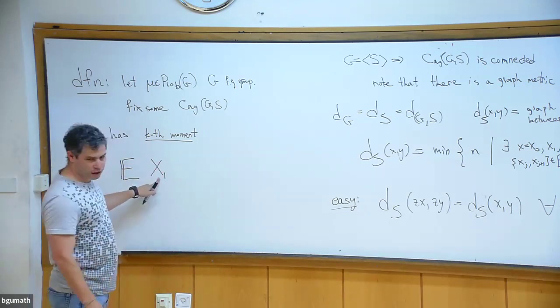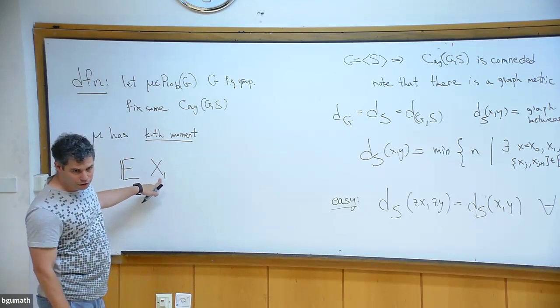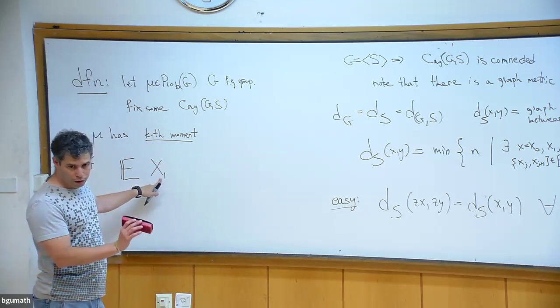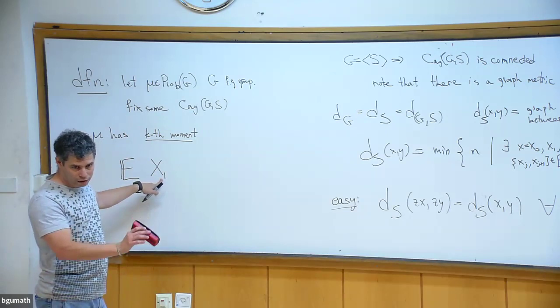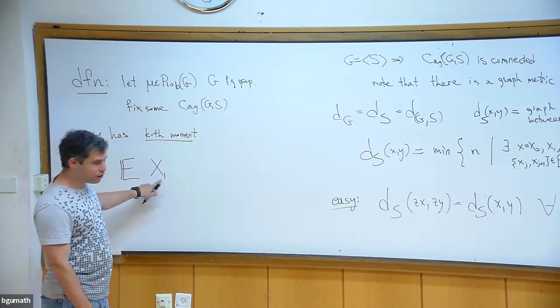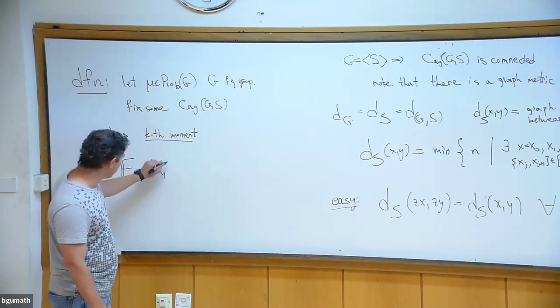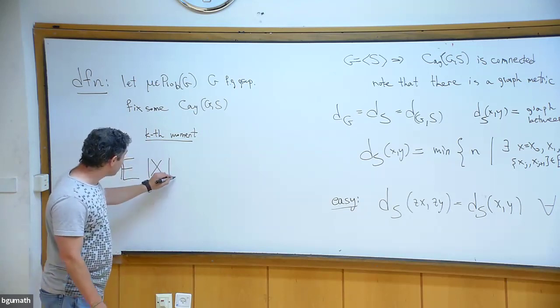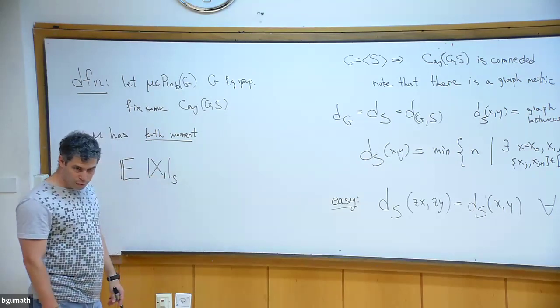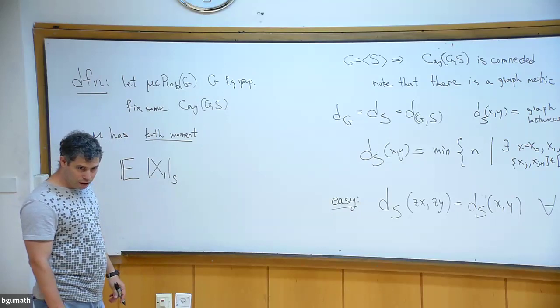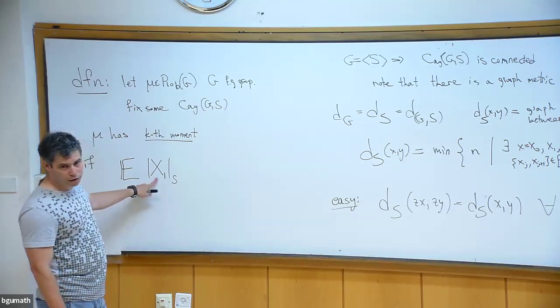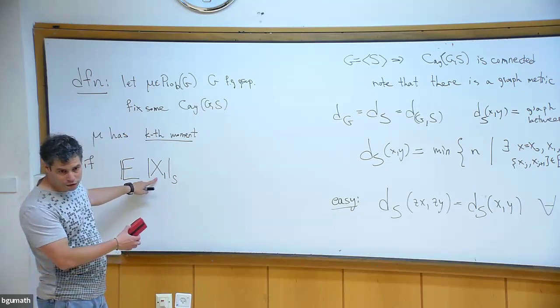Now I cannot take expectation of a group element. There's no such thing. Expectations work on real valued random variables, right? Maybe complex, but not anything else. So I need to take a function of this. The function I'm taking is going to be the norm with respect to S. Okay? Now I have a real valued, in fact, non-negative number, so I can take expectations, right?